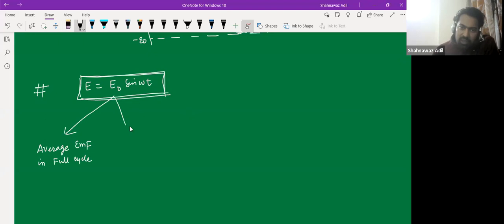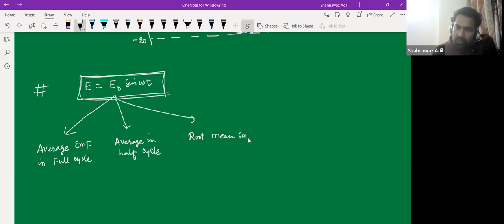Then we write average EMF in half cycle, and then we write mean square EMF, right? So there are actually four parameters. One is your max, right? That is your E naught. Then you have E average. This is represented by T.